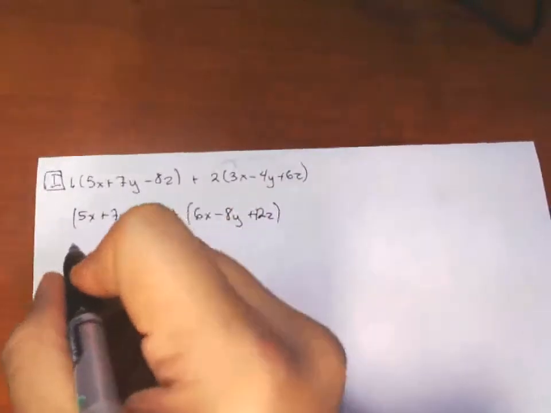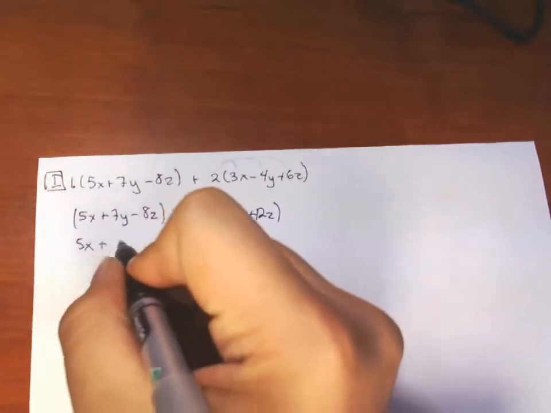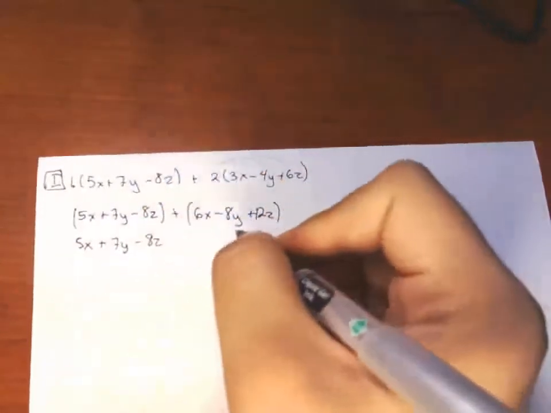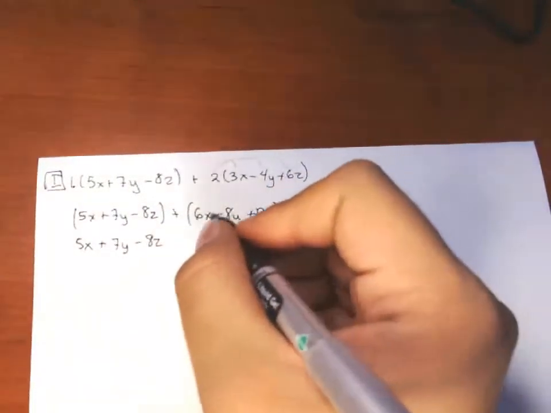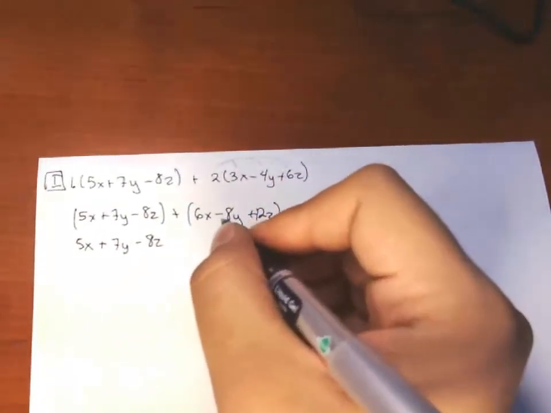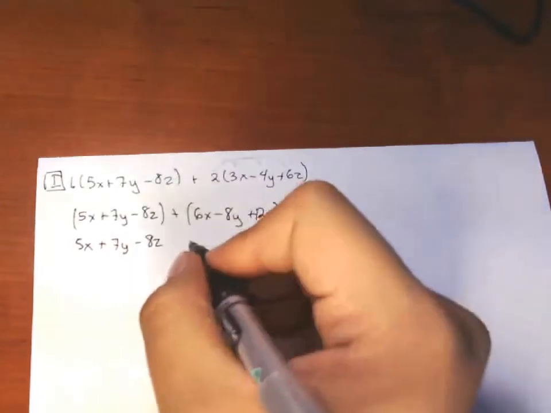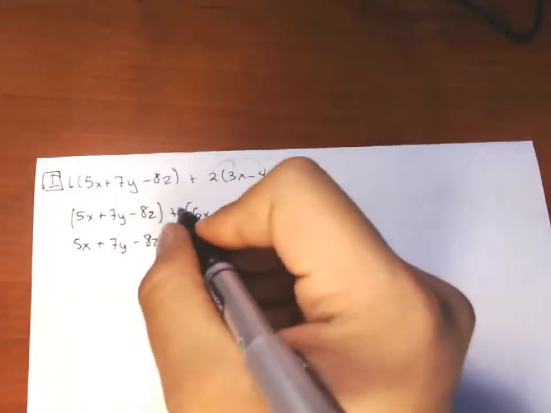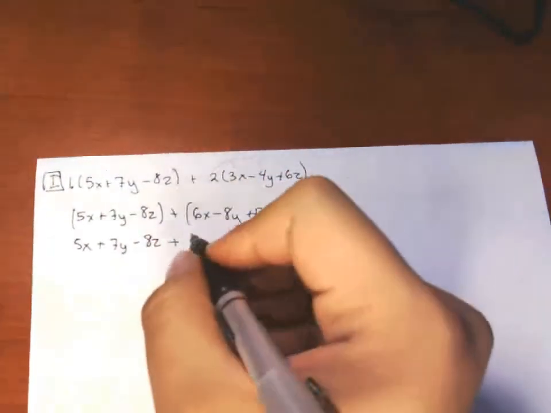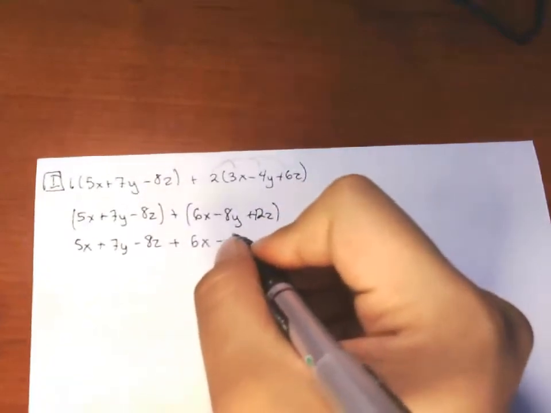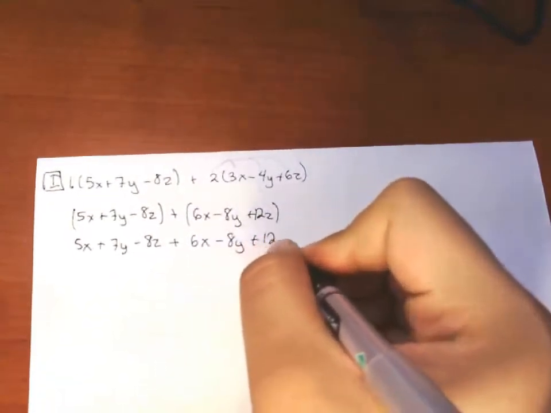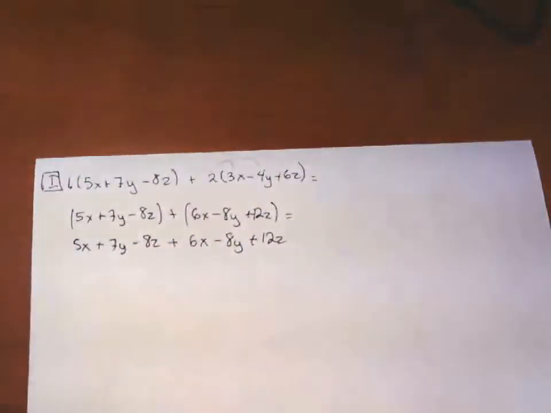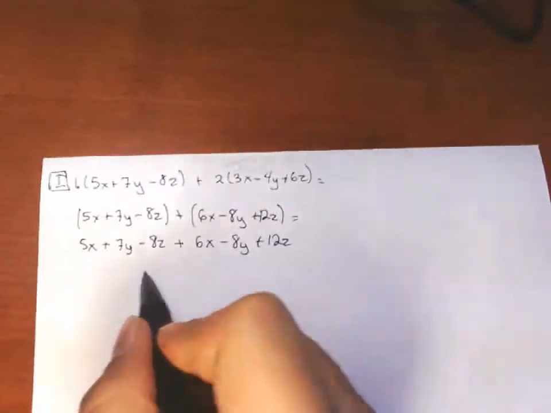So in reality we can also express this as 5x plus 7y minus 8z. We can eliminate the parentheses because now we have only additions and subtractions. So just remember that if this were to be a negative sign, it would affect everything inside. This case doesn't apply. And we join common terms.